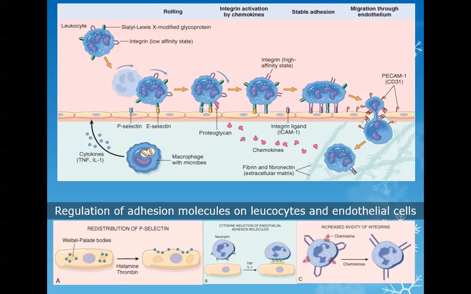Now, how are these things activated? How are these things activated? So they have seen that, as the process of inflammation starts, with histamine and thrombin, this P-selectin and E-selectin usually are present inside the endothelial cell as Weibel-Palade bodies. And as the histamine and thrombin come out, these are chemical mediators. They push this Weibel-Palade body onto the surface as P-selectin and E-selectin. Clear? Now they are activated.